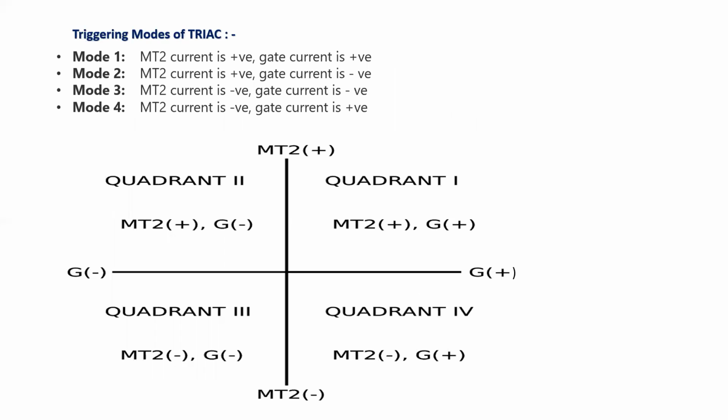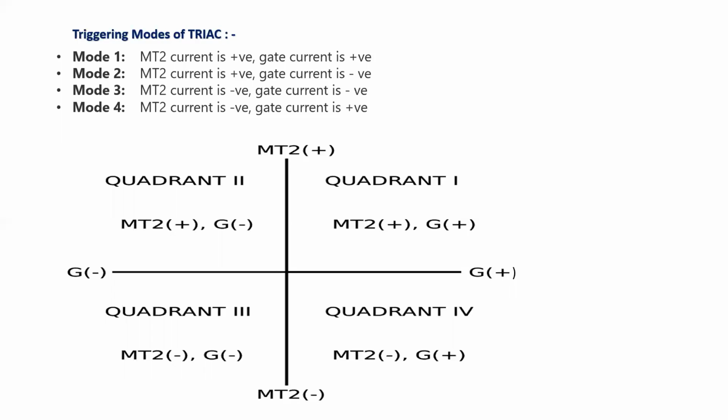All these modes of operation are dependent on the polarity of the terminals and the voltage across the gate. In mode 1, MT2, the terminal, is positive and at that time the gate current is also positive. In mode 2, MT2 is positive and the gate current is negative. In mode 3, MT2 is negative and the voltage applied to the gate is also negative. And in mode 4, MT2 is negative and the gate voltage is positive.